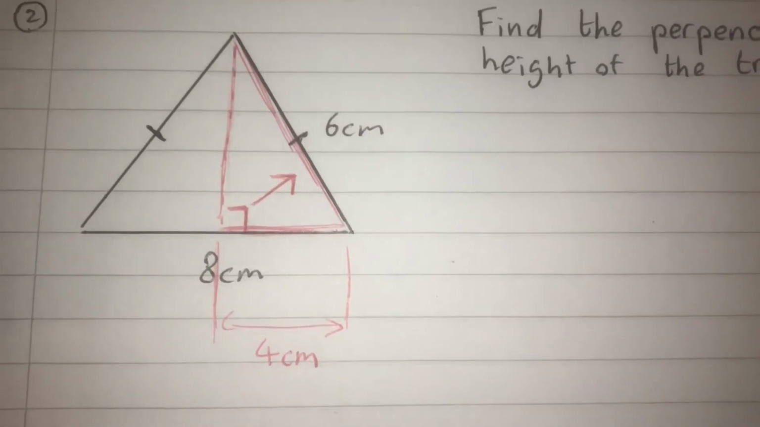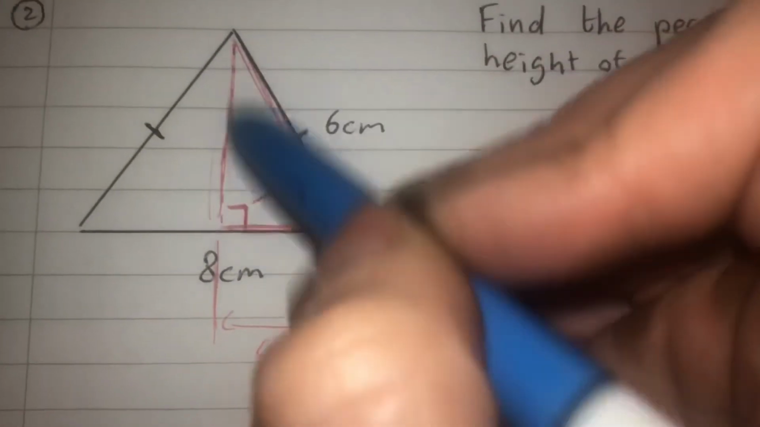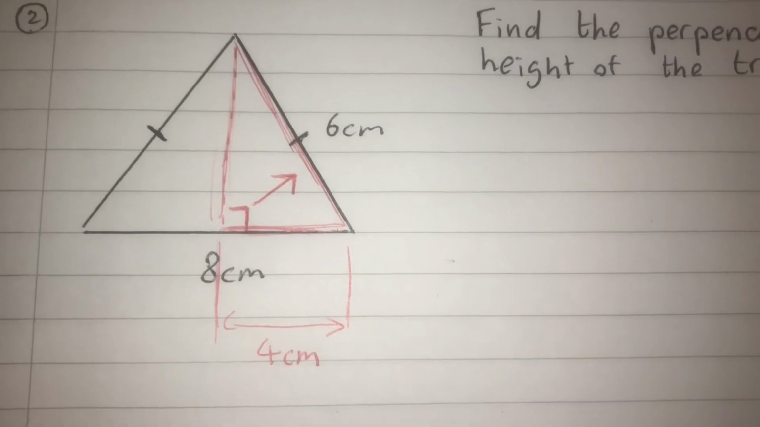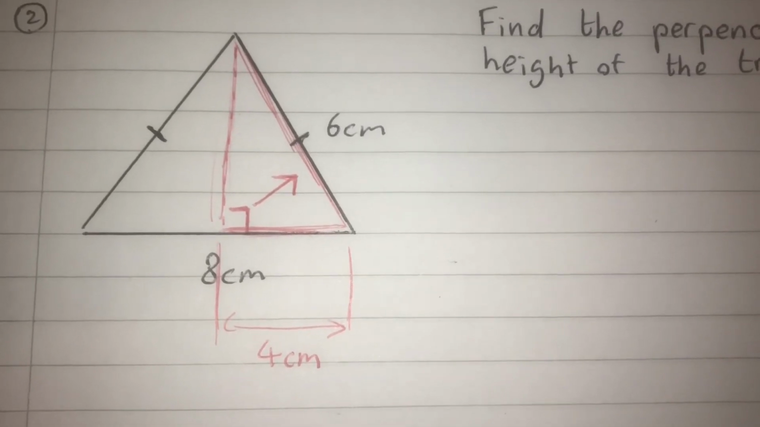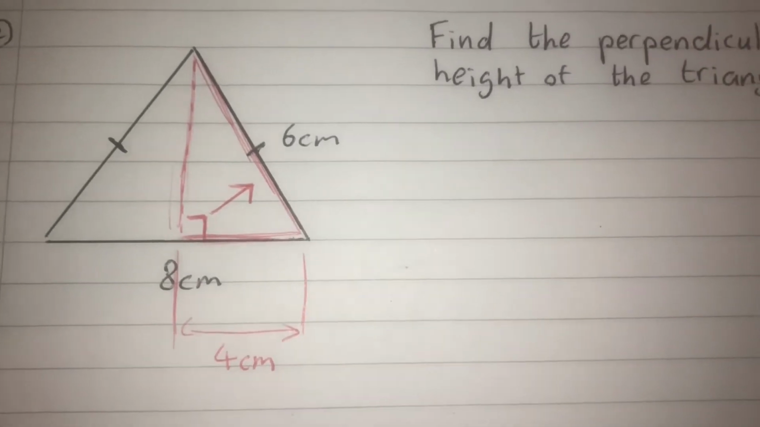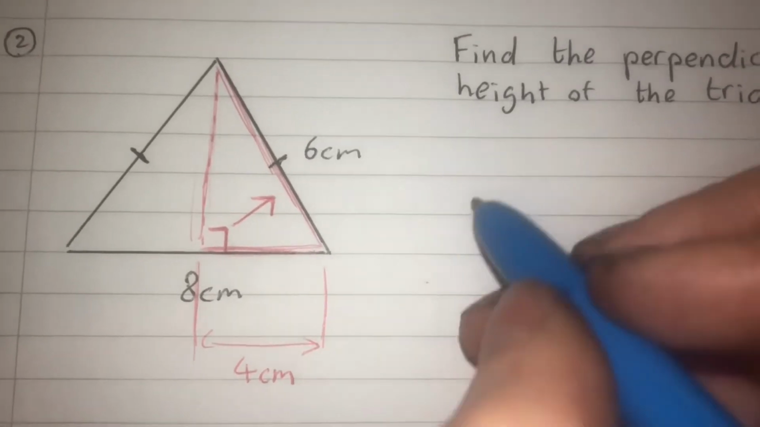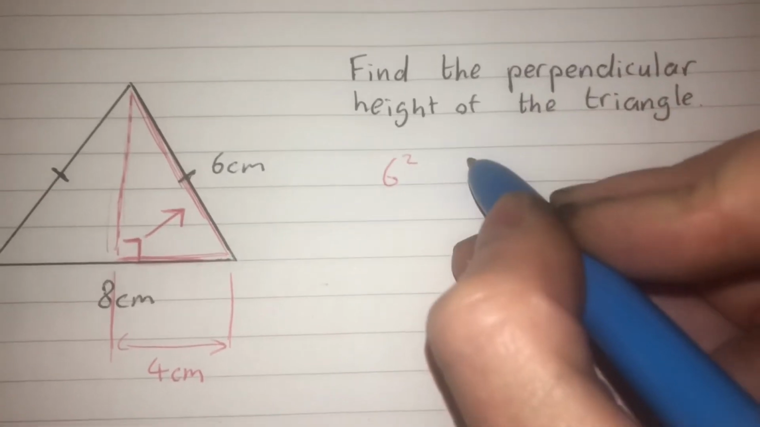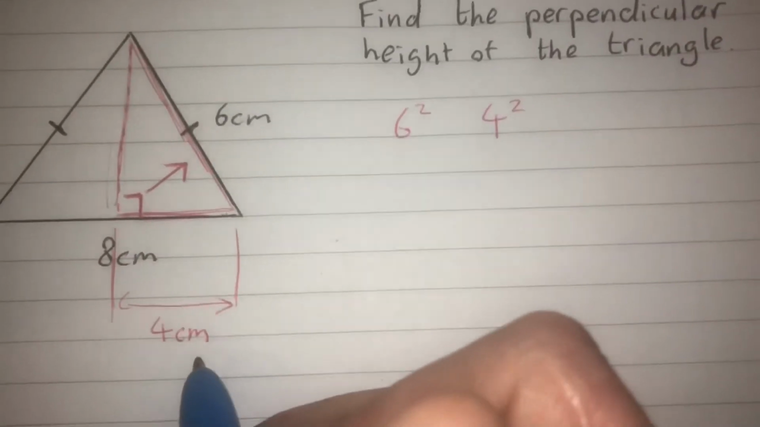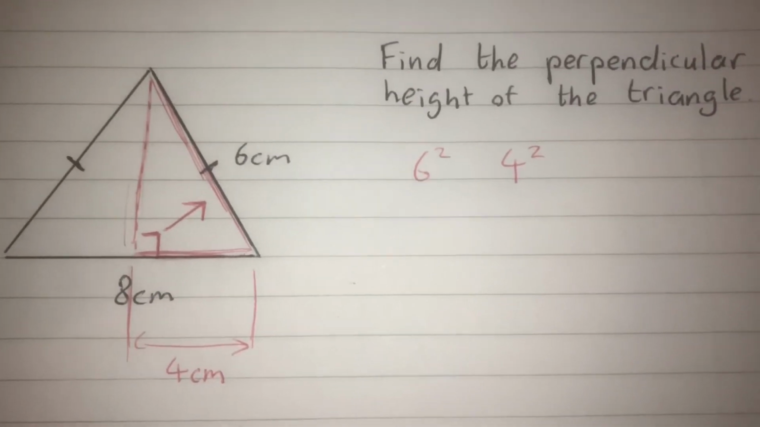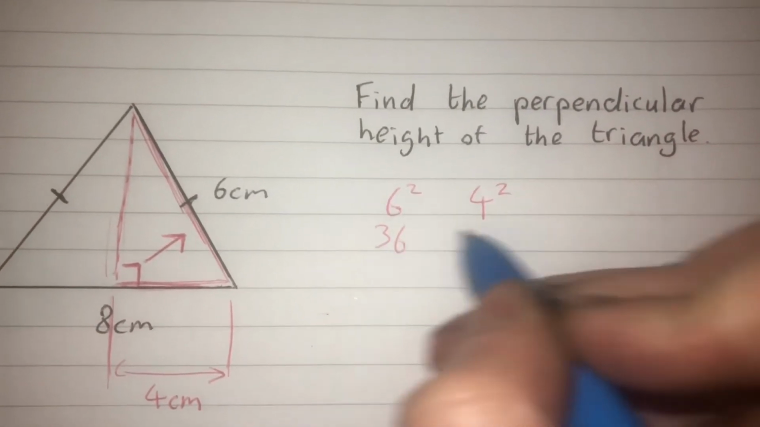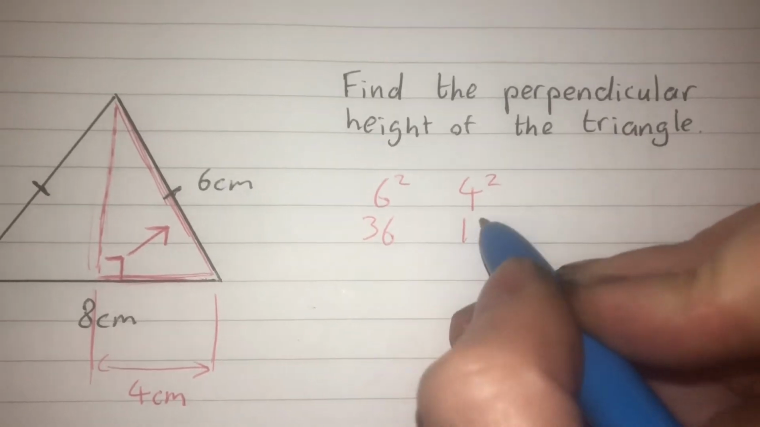So we're trying to find this side here, this perpendicular height of the overall isosceles triangle. Therefore, we're finding the shorter side of our right angle triangle. So what we're doing in this case is we're actually subtracting. We'll follow our steps that we learned in the previous video. We square both sides, 6 squared and 4 squared. Again, making sure we're using 4, half the overall size of the isosceles triangle. 6 squared is 36, 4 squared is 16.